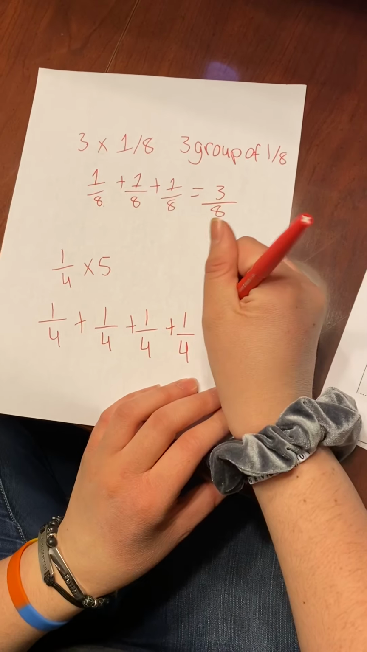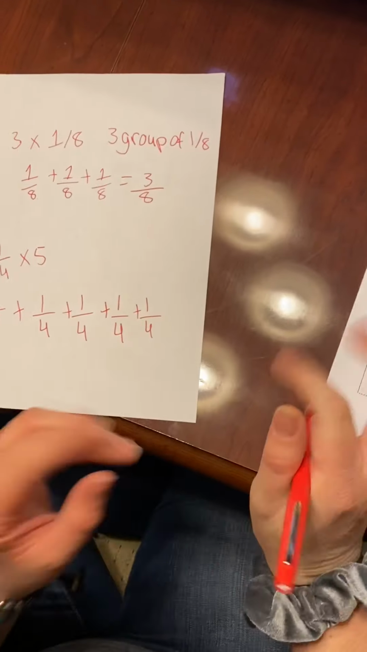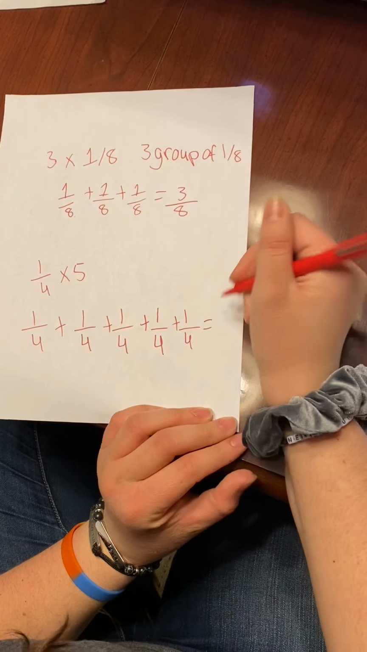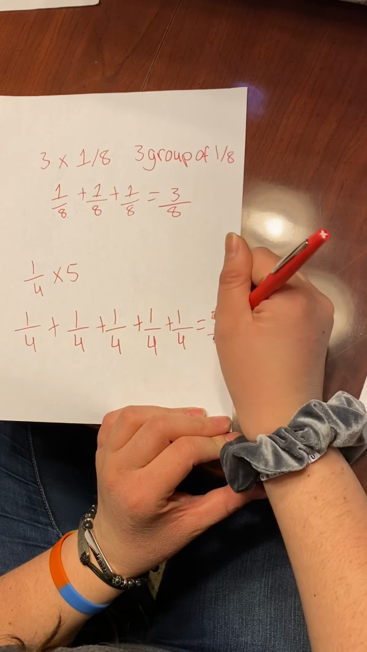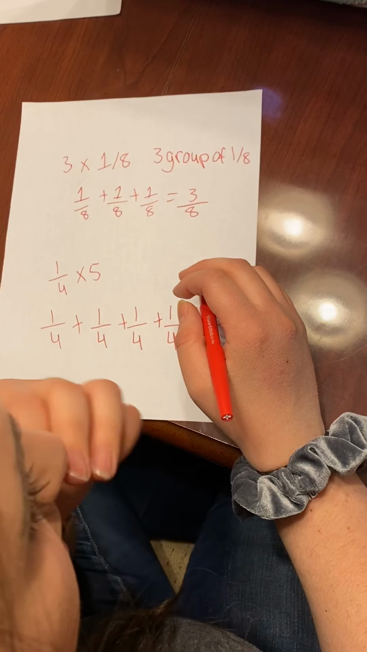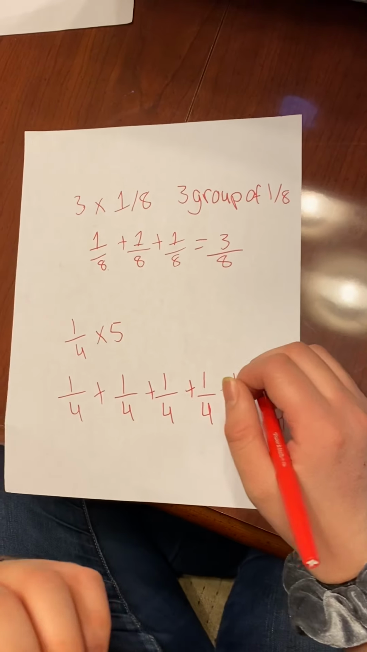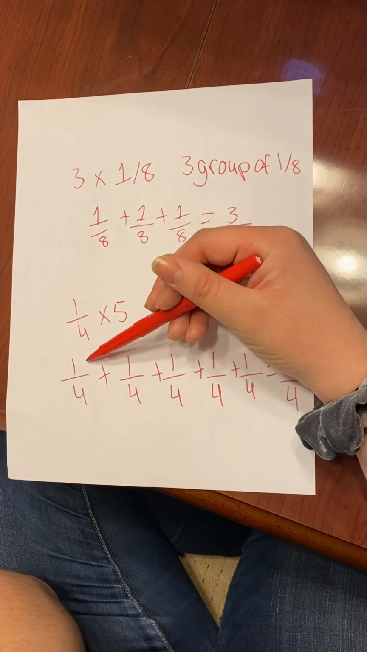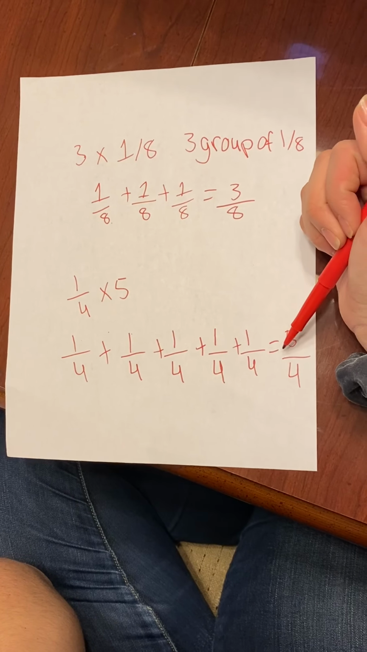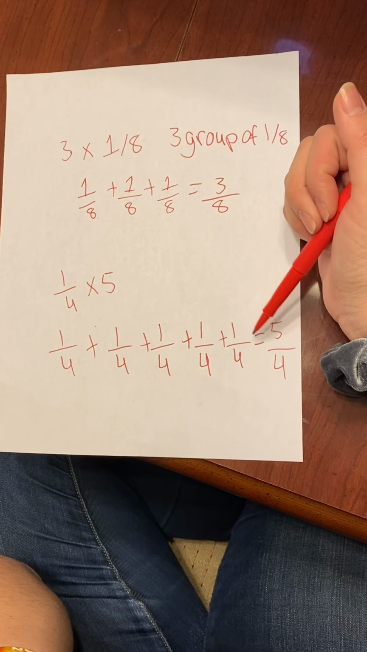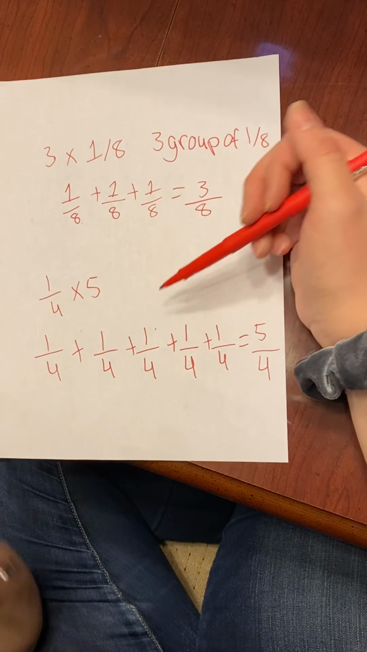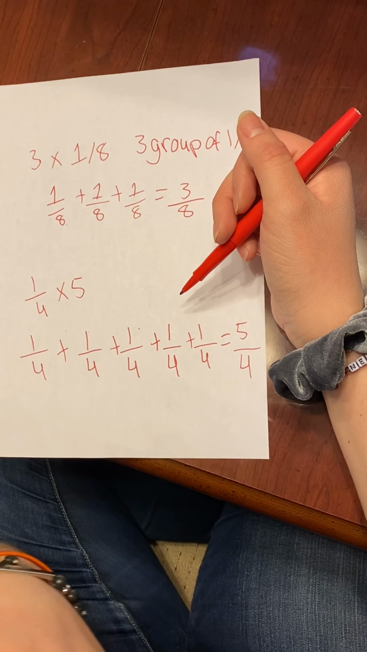I know, 1/4. Sorry, I was just turning something. It would be 5/4. So this is how you do repeated addition. You just add the 1/4 5 times, because it's just saying that you have 5 groups of 1/4.